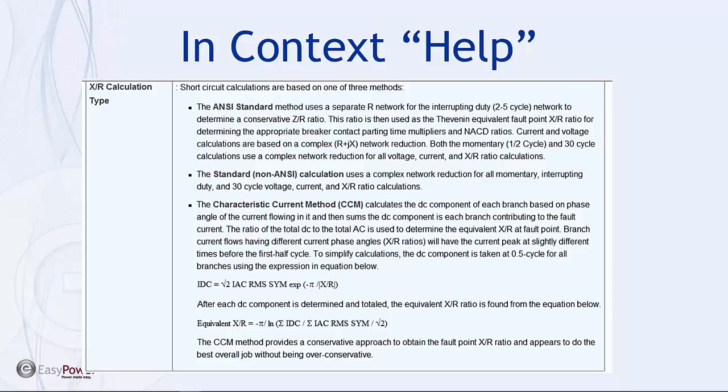You'll see a lot of alignment between the ANSI standard and the non-standard until you get to a little bit of a different time as far as the fault timeline, that being momentary versus interrupting versus 30 cycle. But I would encourage you to look at the CCM method, which is much more complicated in terms of the way the ratio is calculated. When I jump into the tools, I'll show you where this is and what I would recommend in terms of a little test to look at the differences yourself.